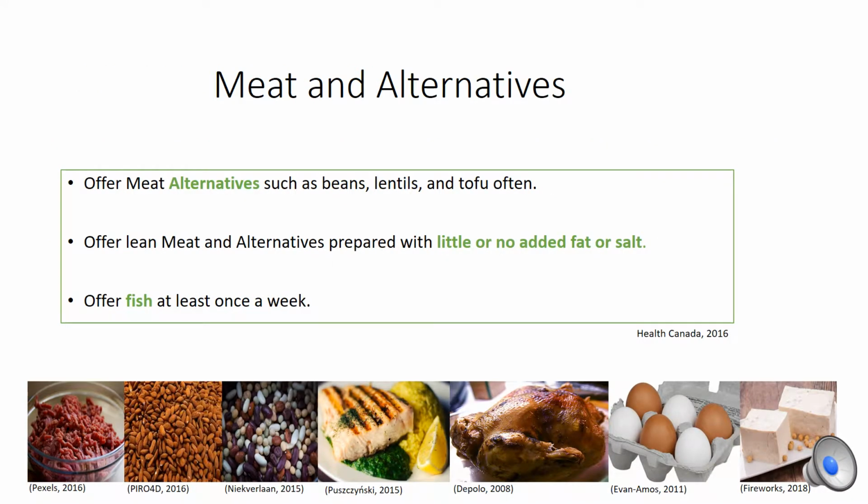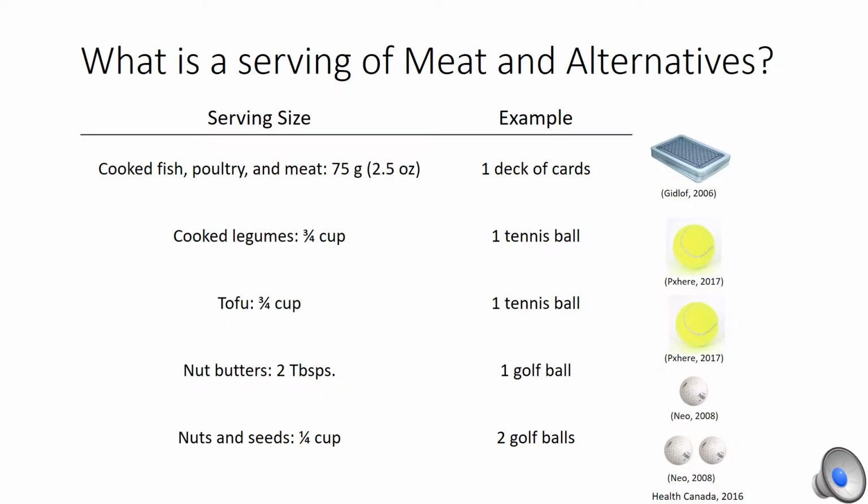Let's review meat and alternatives. Offer meat alternatives such as beans, lentils, and tofu often. Offer lean meat and alternatives prepared with little or no added fat or salt, and offer fish at least once a week. What does a serving size of meat and alternatives look like?